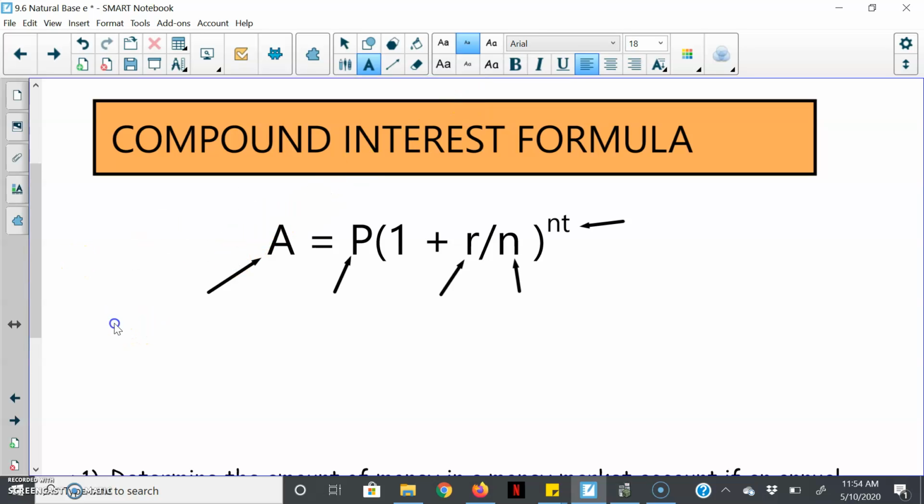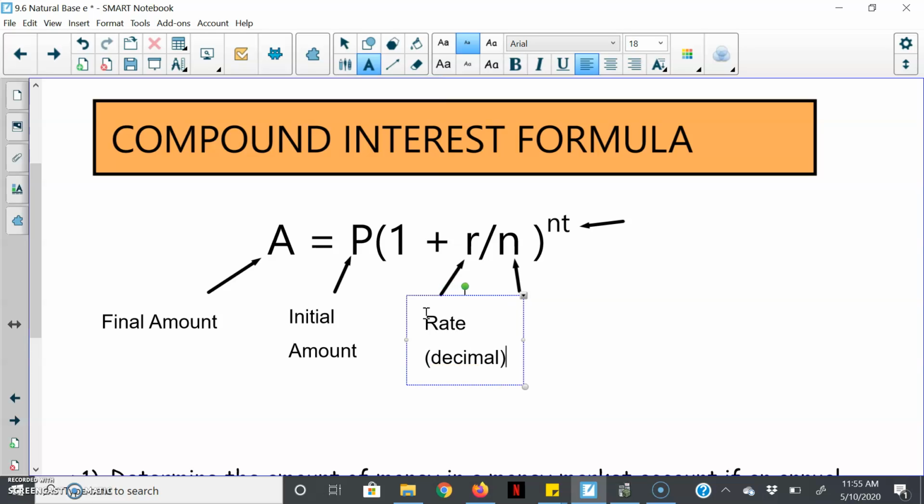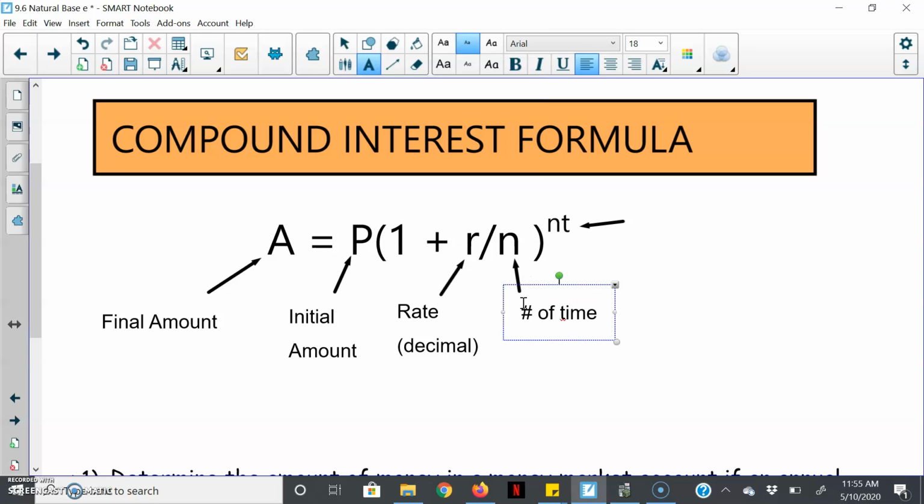So this A is going to be our final amount. This P is our initial amount. This R is our rate, and we are going to have this rate as a decimal. Normally it gives us an interest rate as a percentage. We have to convert that into a decimal. N is the number of times per year something is being compounded. And this T is time, as in number of years.